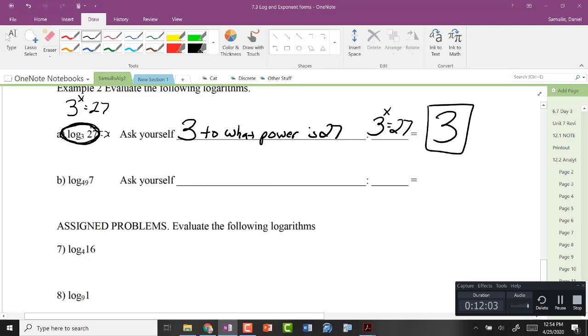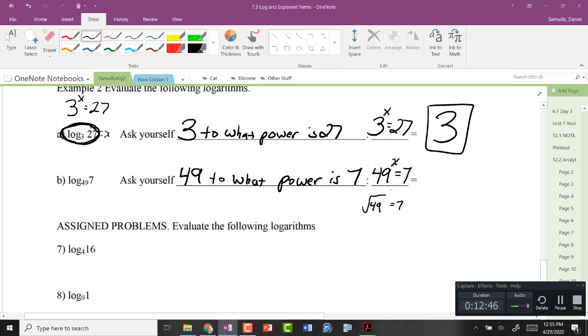So when you're asked to evaluate a logarithm, you're asking yourself a little question. 3 to what power gives you 27? All right, what's this question asking? 49 to what power is 7? How do we get from 49 to 7? You have to go from a 49 to a 7. To get from 49 to a 7, I would have to take the square root of that.